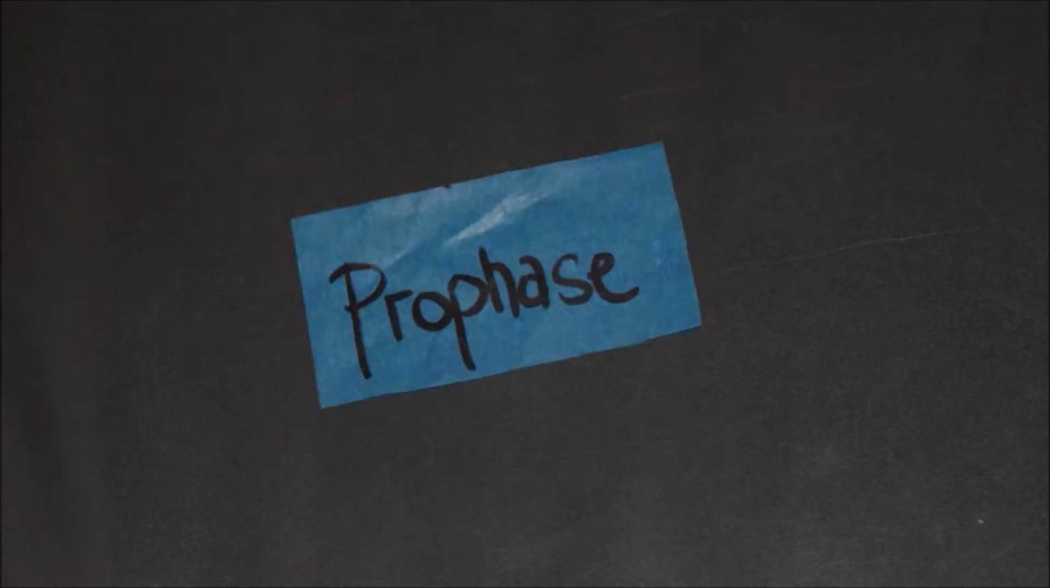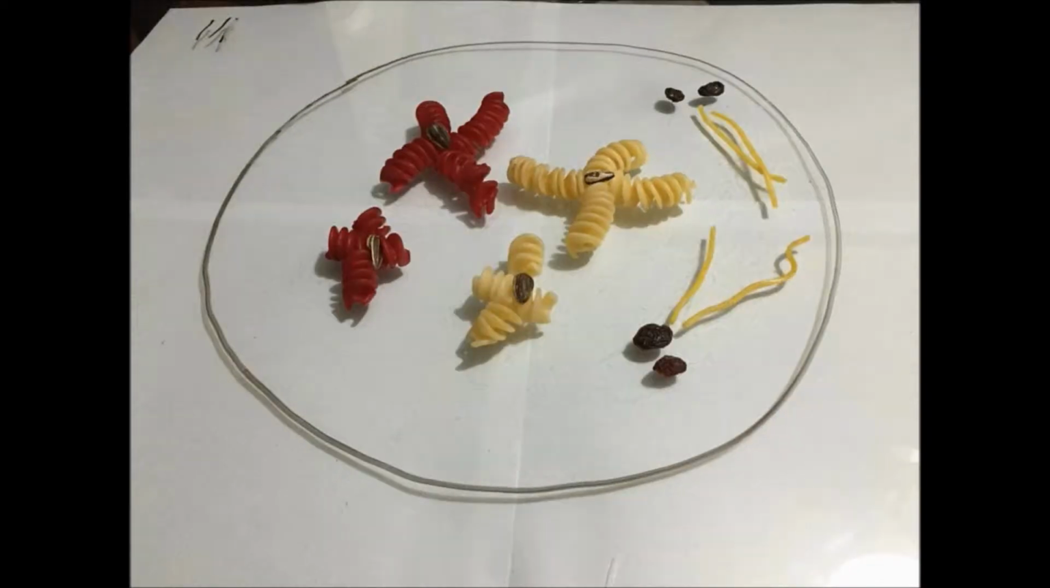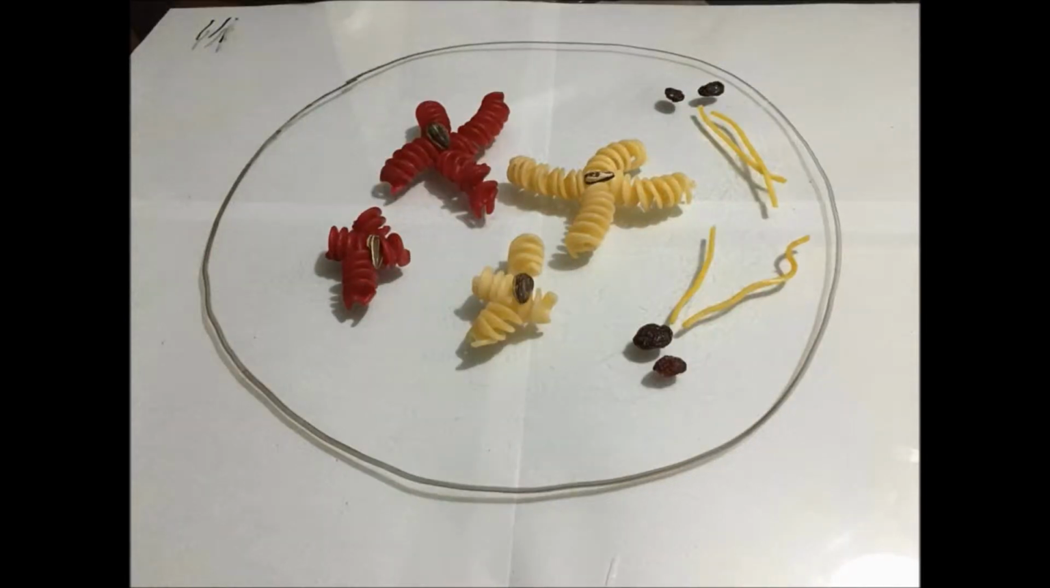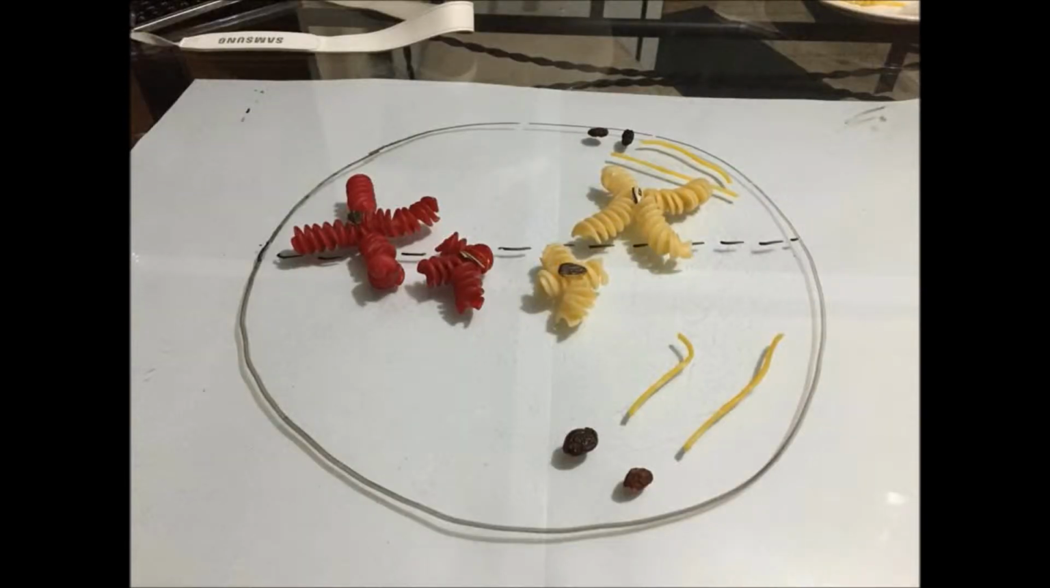In prophase, the chromatin threads shorten and become visible as 2 sister chromatids joined by a centromere. The chromosome is also supercoiled. The nuclear membrane starts to disappear. The centrioles appear and begin moving to opposite ends of the cell.